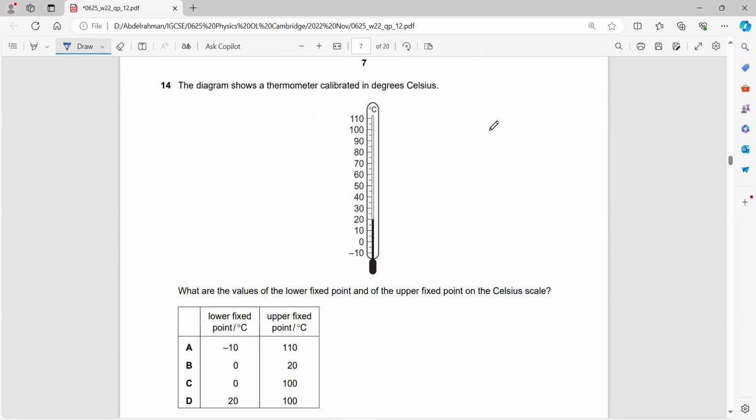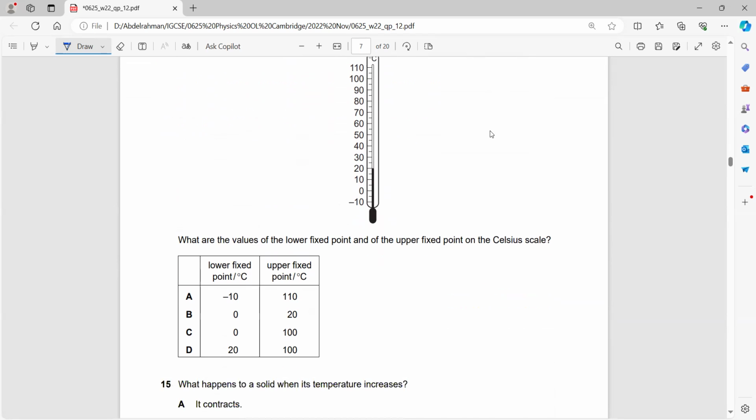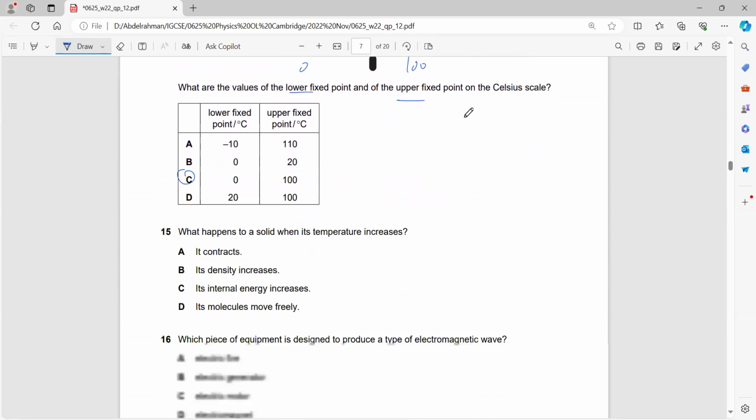Thermometers have been cancelled. But if you want to know, the lower fixed point would be zero, and the upper fixed point would be 100. But this question is cancelled.